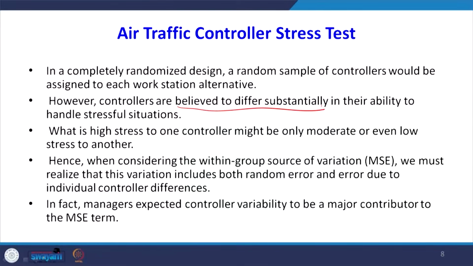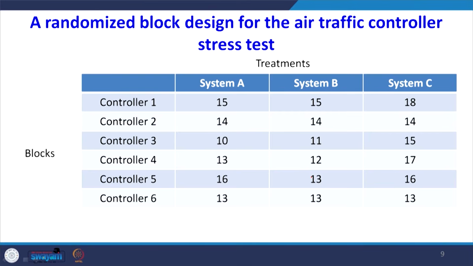Hence, when considering the within-group sources of variation, that is MSE, the mean squared error, we must realize that this variation includes both random error and error due to individual controller differences. In fact, managers expected controller variability to be a major contributor to the MSE term. This is the setup.